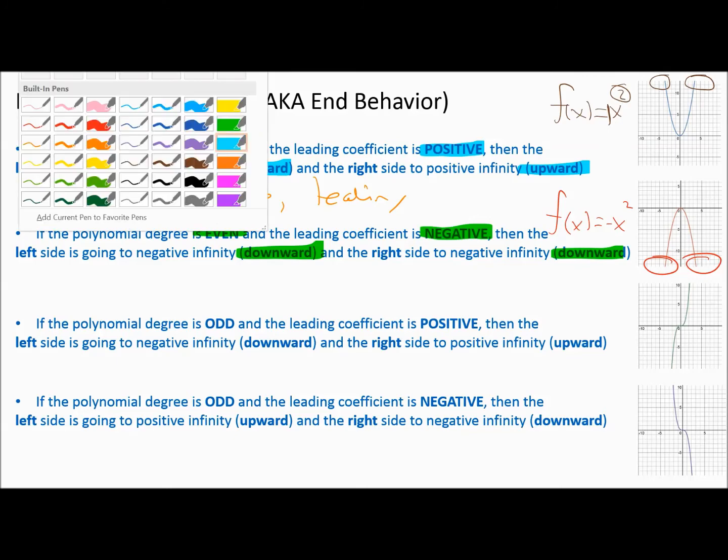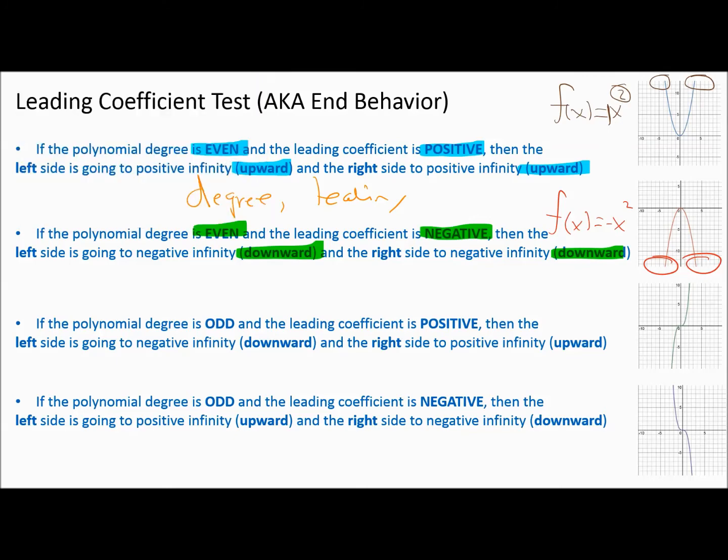Alright, so let's take a look at another case of our leading coefficient test. If the polynomial degree is odd, okay, so I'm saying the highest exponent is like 1, 3, 5, 7, or 9, and the leading coefficient is positive, and we have an example of that to the left. Say, for example, f of x is equal to x to the 3rd. Notice again, the degree is an odd number, and the leading coefficient is positive.